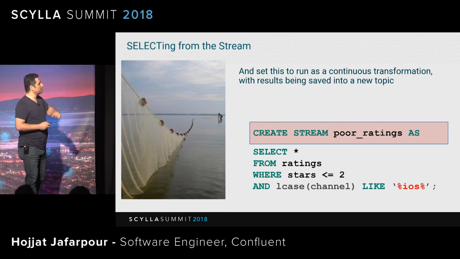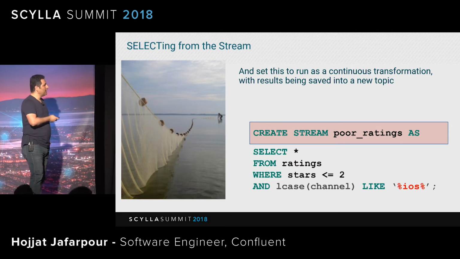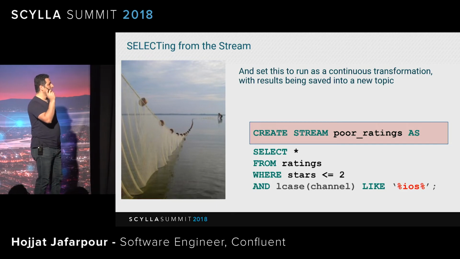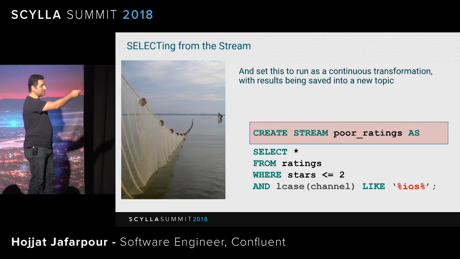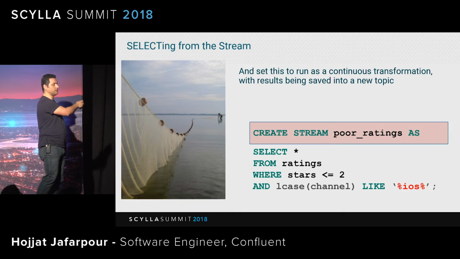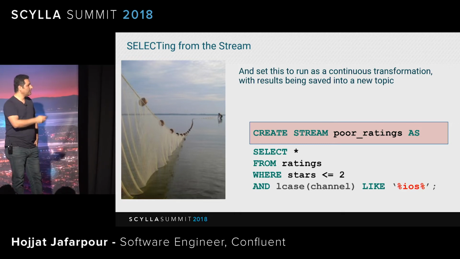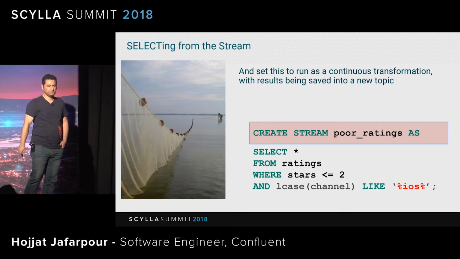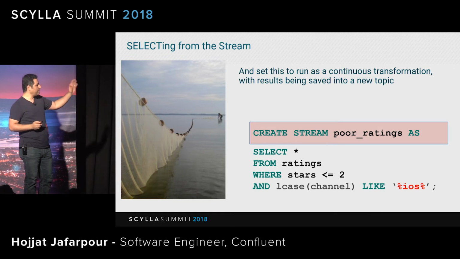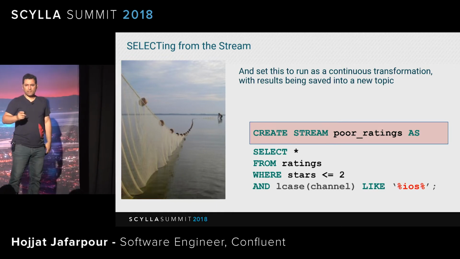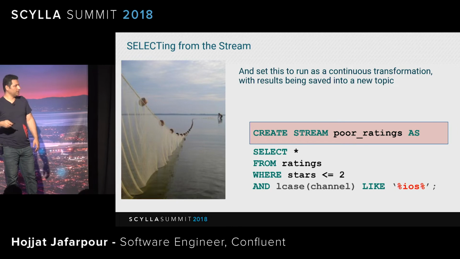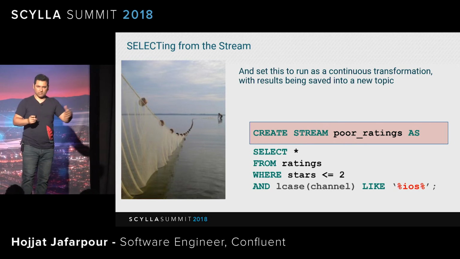You are creating a new stream called poor ratings. The poor ratings stream is going to select the ratings from the rating stream that we have, where the stars are less than or equal to 2, and the device is iOS. So far, so good. So we have a very simple filter query. And this query continuously is going to run until you explicitly terminate it. So it's going to run forever.